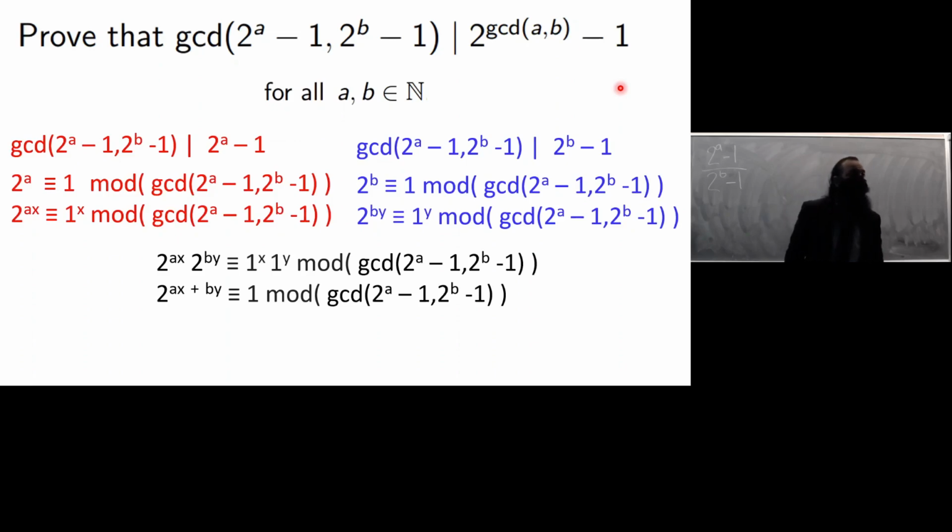Philip. Well, since x and y are arbitrary integers, we can set them to be the certificates of correctness for a and b, such that ax plus by is equal to d, where d is the GCD. So therefore you have 2 to the d is equal to 1 mod this, which means that the left side divides 2 to the GCD minus 1, the right side.